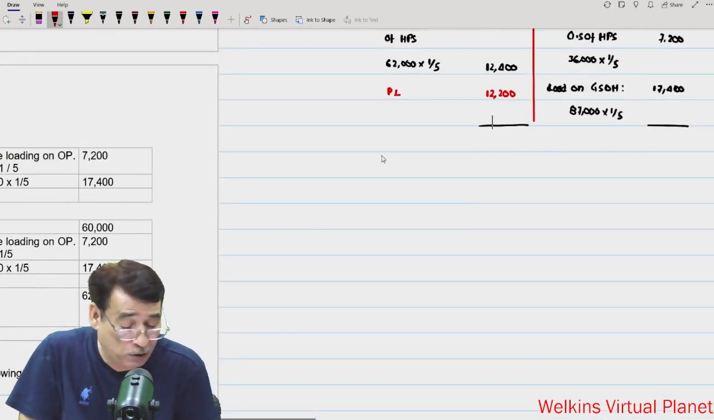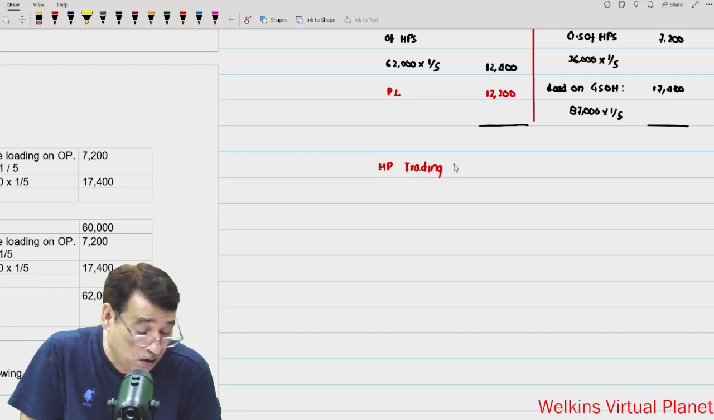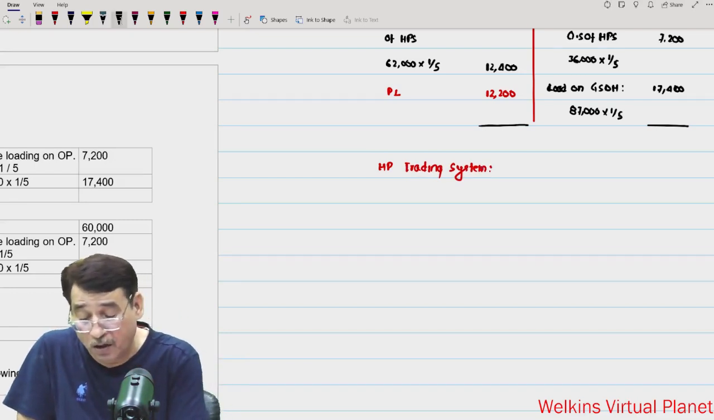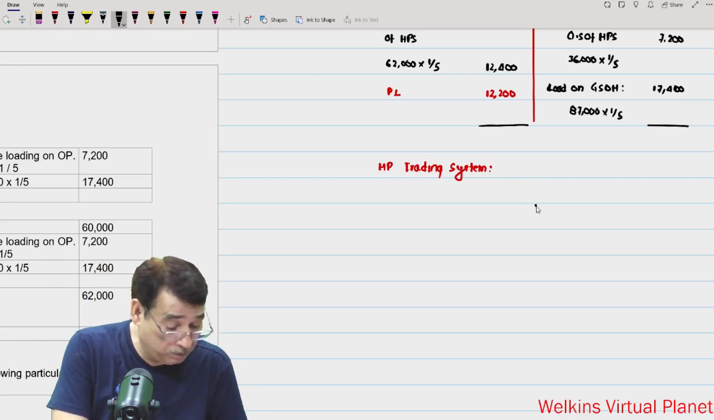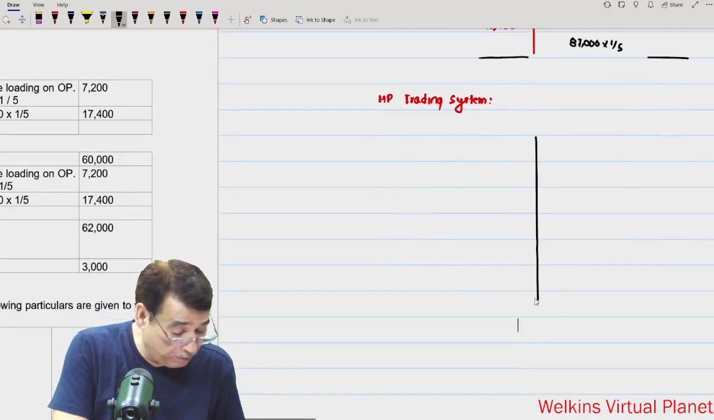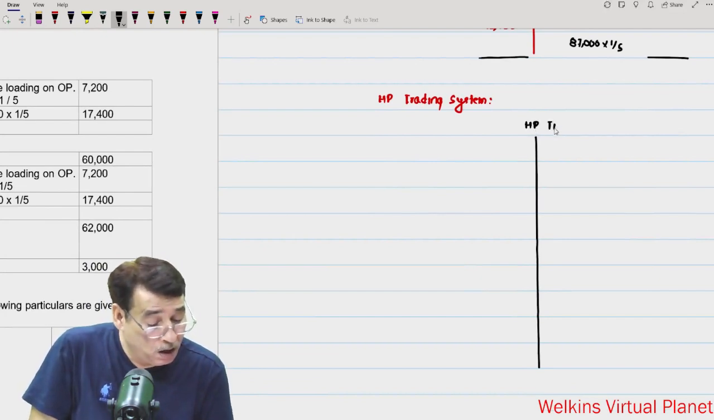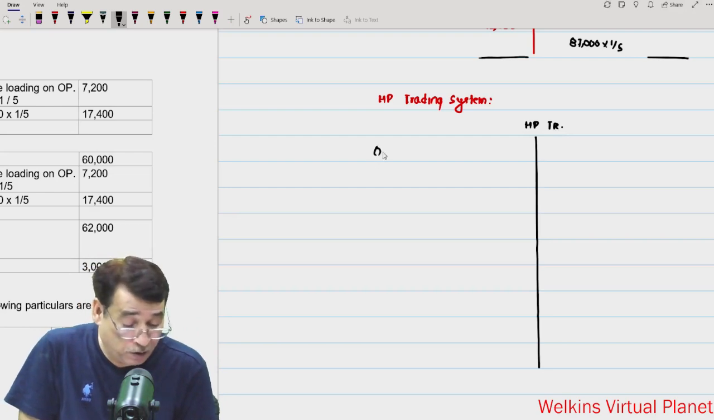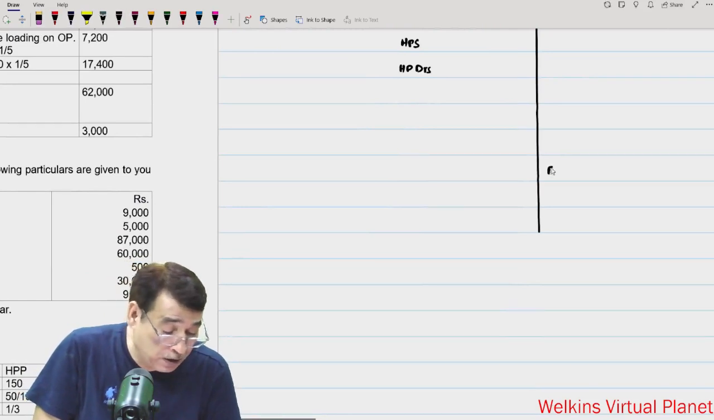And similarly, if you want to find out the profit through hire purchase trading system, then what you are supposed to do in that particular case? Obviously, you will prepare hire purchase trading account. I told you, first of all, you do the framework. That means, first of all, you write opening balance of hire purchase stock account, and of course, hire purchase debtors account, also known as installment due account. And then you will write the balance carried down of these items.